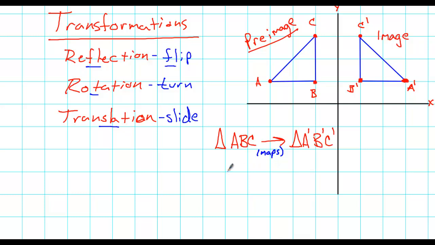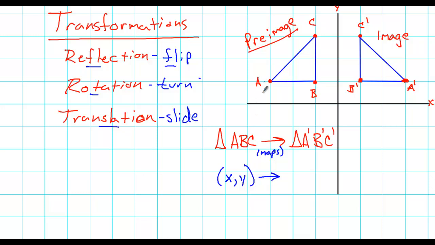Now, something that you're going to need to be able to do that's different, I'm pretty sure up until this point you're fine with all of this. What we're going to have to do is write rules for these transformations, or we're going to have to read rules and do the transformations. So a rule is just a way of describing what happened without actually having to do it.